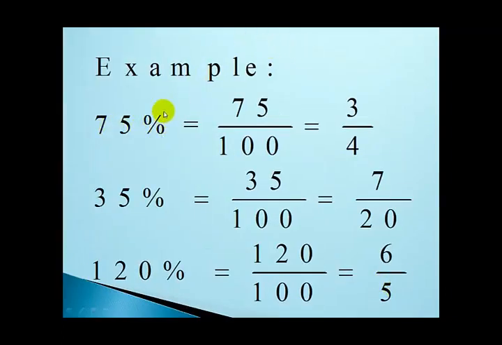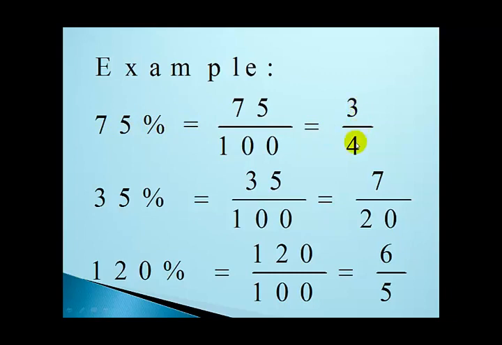Example, 75%. If you want to express 75% as a fraction, we divide 75 by 100, and so 75% is equal to 75 divided by 100. 25 goes into 75 3 times, and 25 goes into 100 4 times. This means that 75% is equal to 3 over 4, and that is how we convert a percentage to fraction.